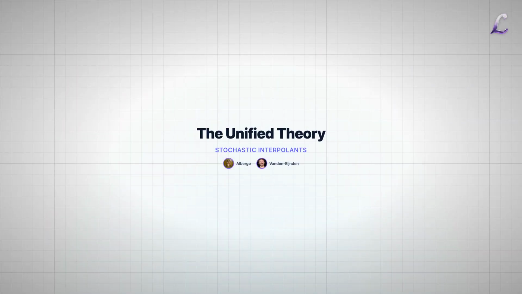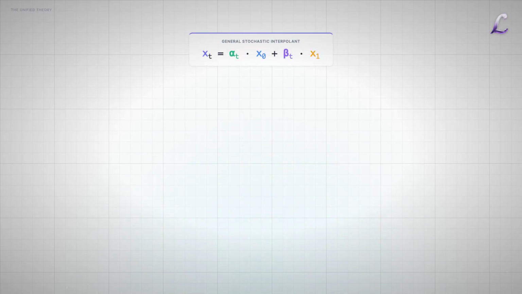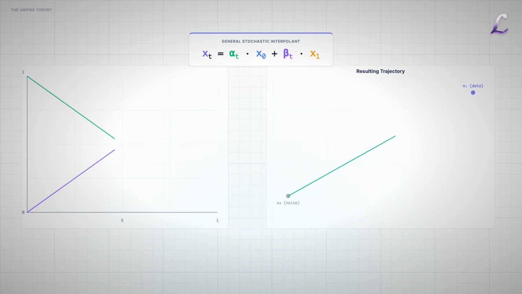This leads us to a unified view called Stochastic Interpolants. Albergo and Vanden-Eijnden showed that we can define a general process. X sub t equals alpha t times x0 plus beta t times x1. The coefficients alpha and beta are just schedules. If we choose alpha as 1 minus t and beta as t, we get flow matching, straight lines. But if we choose square roots or trigonometric schedules, we recover the exact behavior of diffusion models like DDPM.